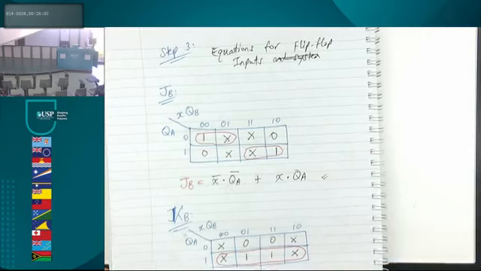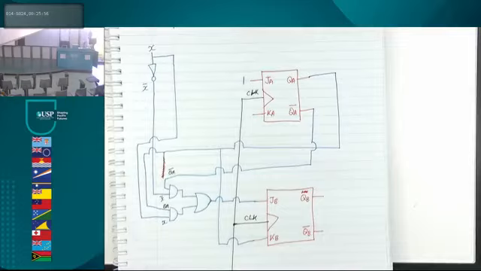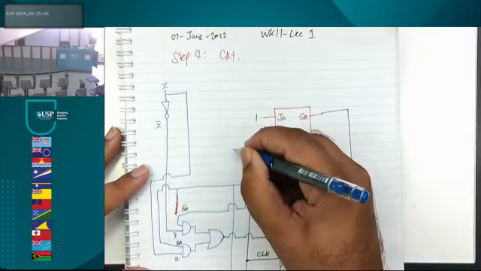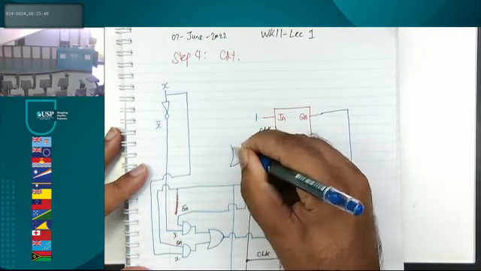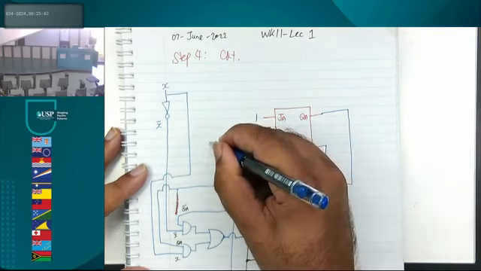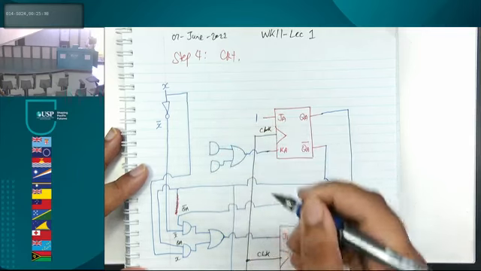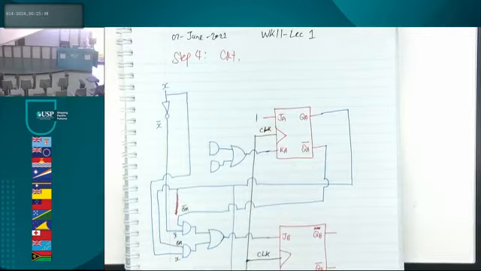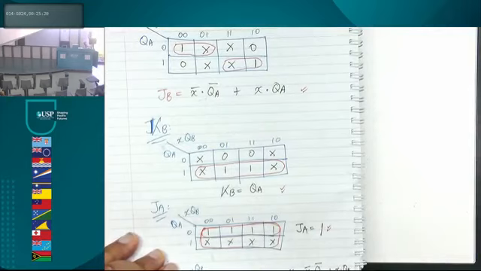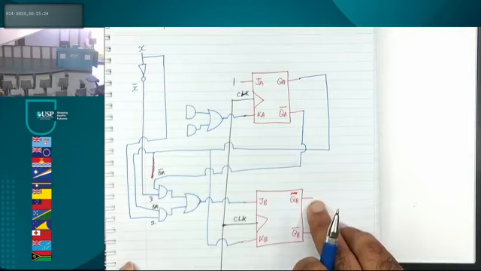Last one. X bar, QB bar, X, QB. And that is equal to what, guys? KA. All right, so KA is over here. So we'll put a nice OR gate, and we have two AND gates. What does it say? X bar, QB bar, X, QB. QB is right over here. QB is right over there.